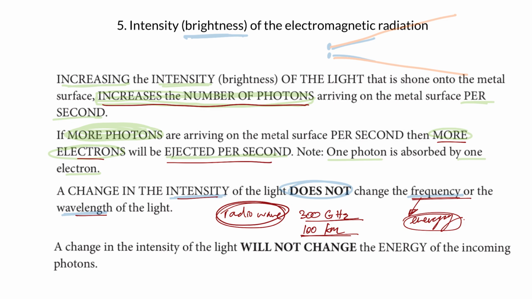But changing the intensity doesn't change the frequency, because if I change the frequency or the wavelength, I'm affecting the type of light, because it is set, it's constant. Radio waves have a certain frequency, infrared, gamma rays, microwaves, visible light, red light, blue light: frequency stays the same, wavelength stays the same. So a change in intensity will also not change the energy of the incoming photons. It's just going to be more photons, but not an energy increase, because that comes from your frequency.